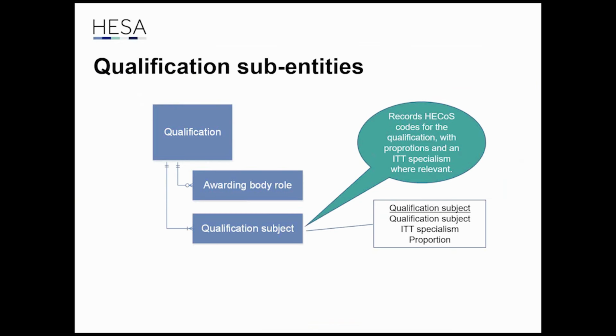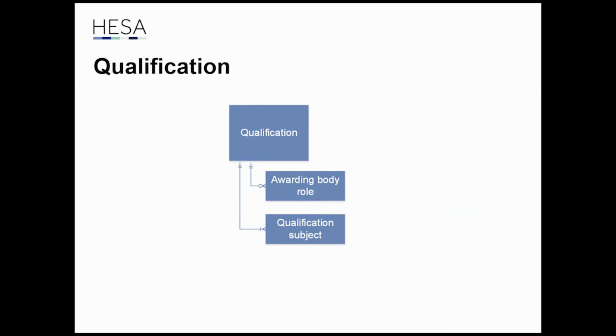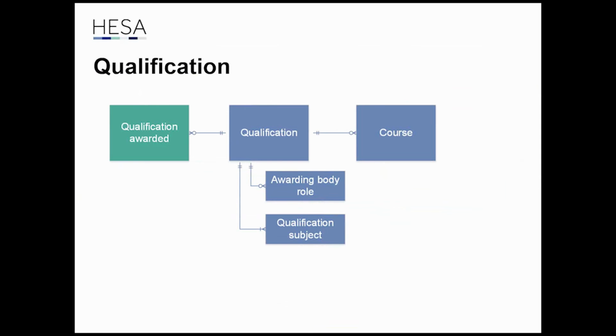So that is the data that we collect about qualifications. We want to know what the qualification is, who's awarding it, what are the subjects. So if we briefly look back at how that fits into the model, I've said already that it links to a course. It could link to many courses if they have the same aim. But the qualification within the model also links back to the qualification awarded entity.